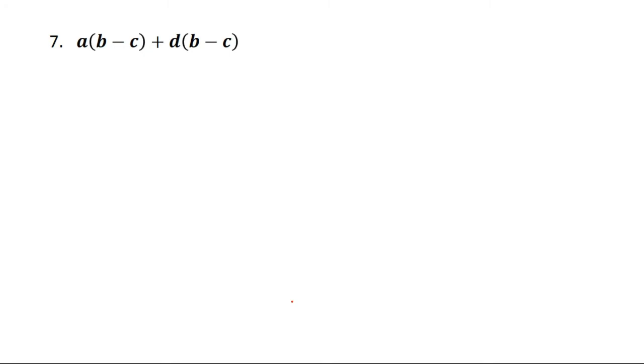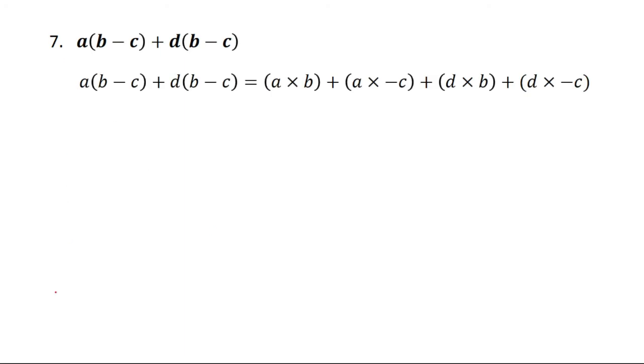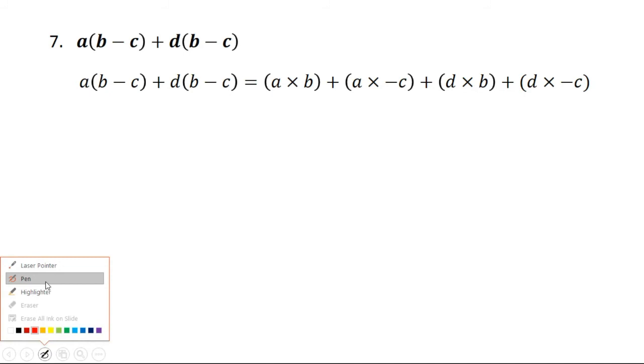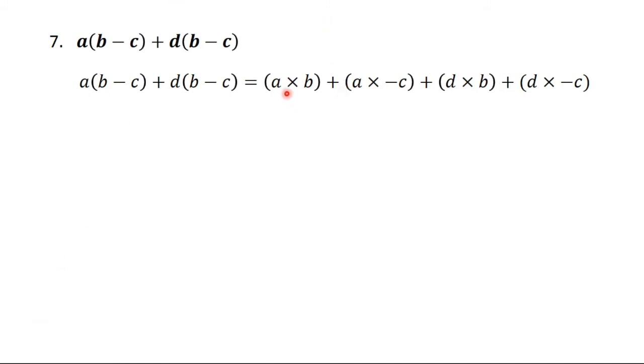Let's take the last example. 7. A bracket open, b minus c, then bracket close, plus d bracket open, b minus c bracket closed. So once again, we distribute what is outside the bracket over what is inside the bracket. So we start. We are going to have a times b as seen here. So a times b in the first bracket. Then since you've closed this bracket, you bring your addition sign to plus. We are going to open another bracket. A times what is inside here, which is minus c. So a times minus c. Then you close that bracket.